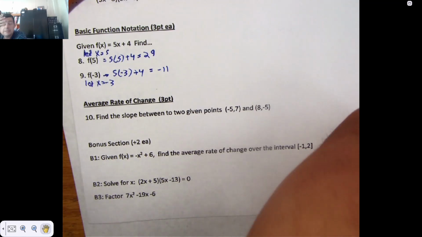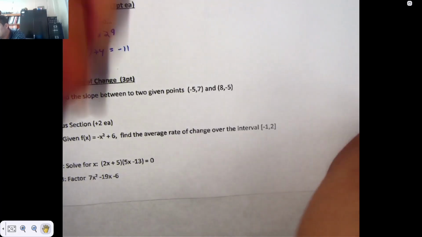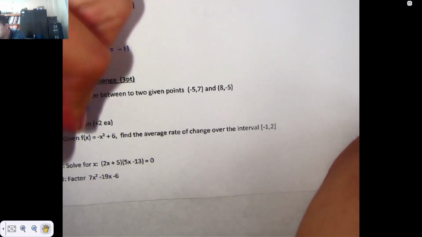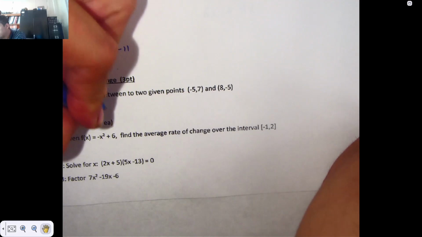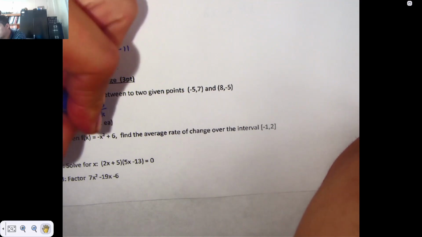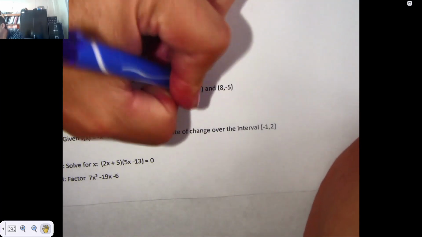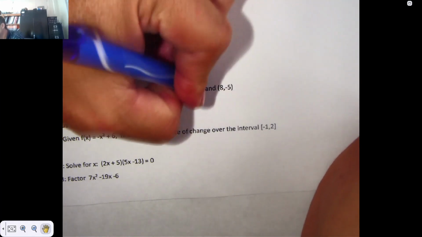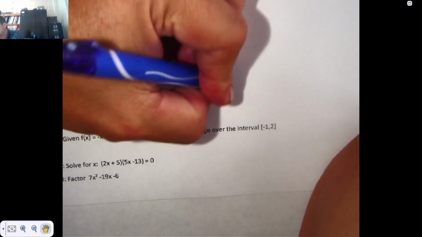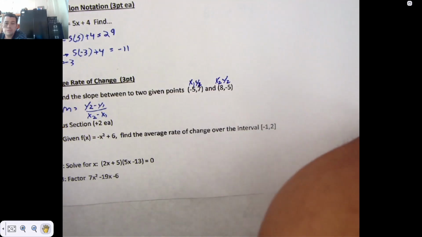This is number 10, average rate of change. Average rate of change is a concept of slope. That's why it's in this section. You're going to have to memorize the formula for slope. You are juniors. Slope is y2 minus y1 over x2 minus x1, where this first ordered set of parentheses is x1, y1, and the second set is x2, y2, and then you just plug into the formula and you go with it. It's not a hard thing to do.